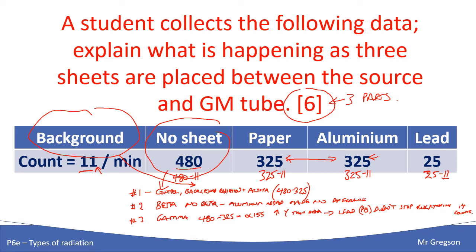So that's a great example of a 6-mark question, and every time you get a 6-mark question, you should be thinking, what 3 parts could I write about? And when doing radiation, that's almost always going to be alpha, beta, and gamma. But please don't forget about our control and something about background radiation. That will get you all the marks.